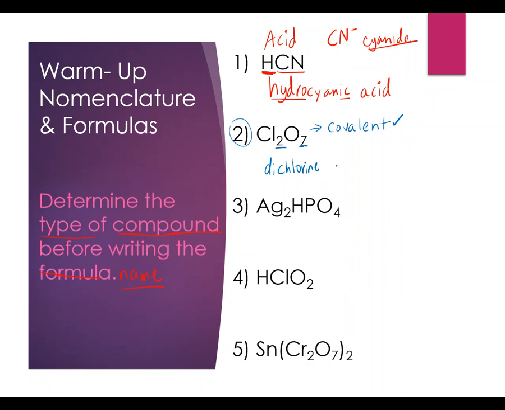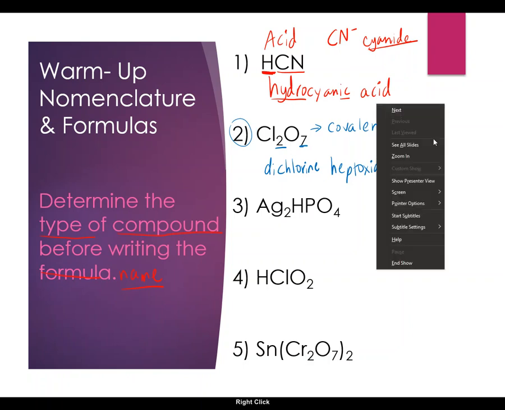And then what's the prefix for 7? It is hept. And remember this is oxide, so we're going to drop the A off. So this is heptoxide. No double O or AO. So we drop off the first one. So this is dichlorine heptoxide.